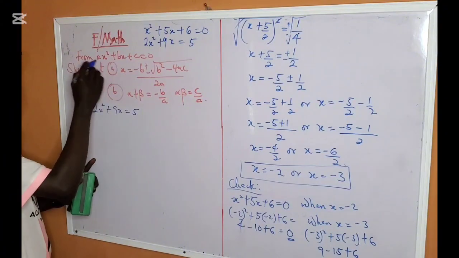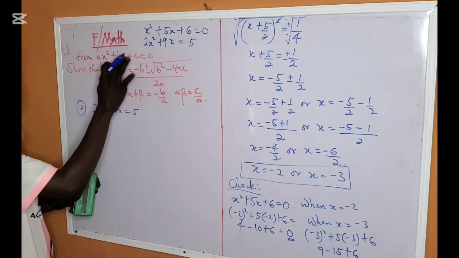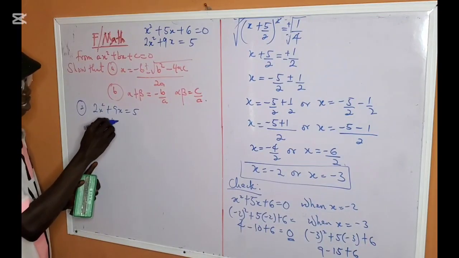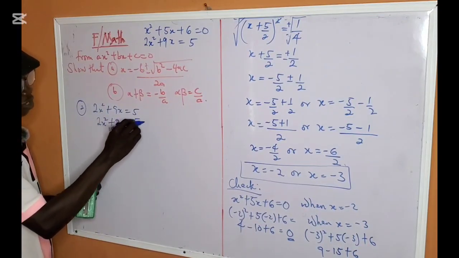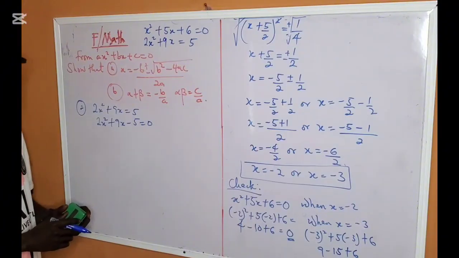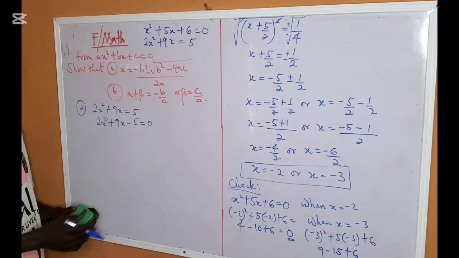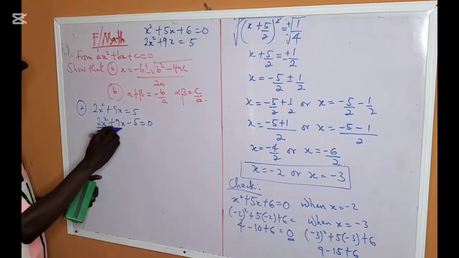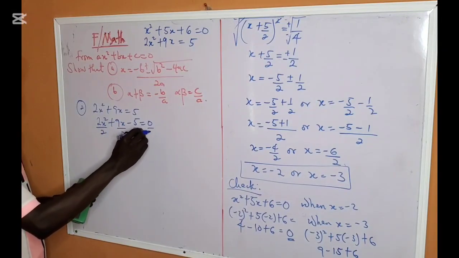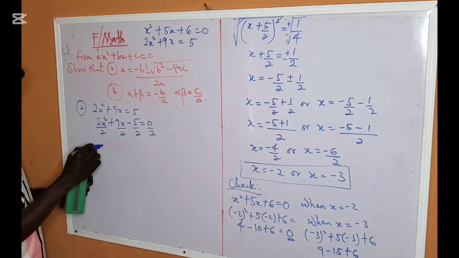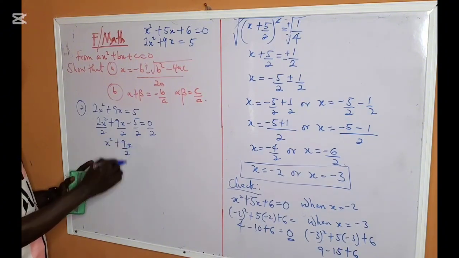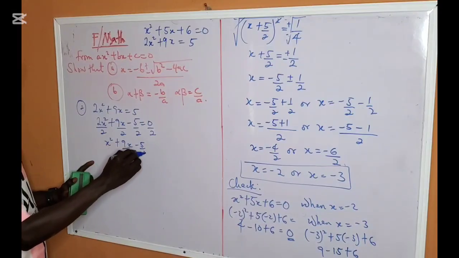Because a quadratic equation is an equation in this form, ax squared plus bx plus c equals 0. So 2x squared plus 9x minus 5 equals 0. So the first thing is we divide through by the coefficient of x squared. So we divide through by 2. Therefore we have x squared plus 9 over 2 x minus 5 over 2 equals 0.